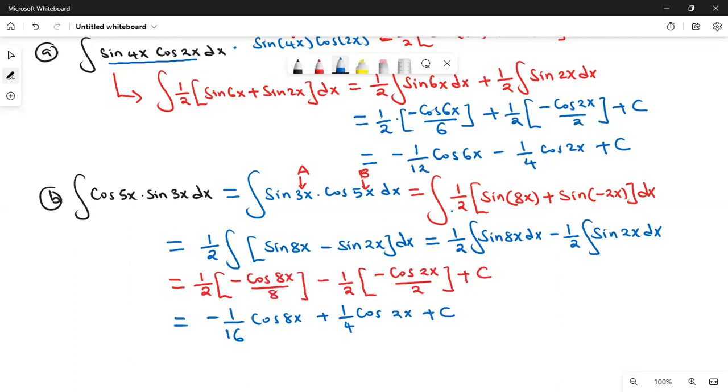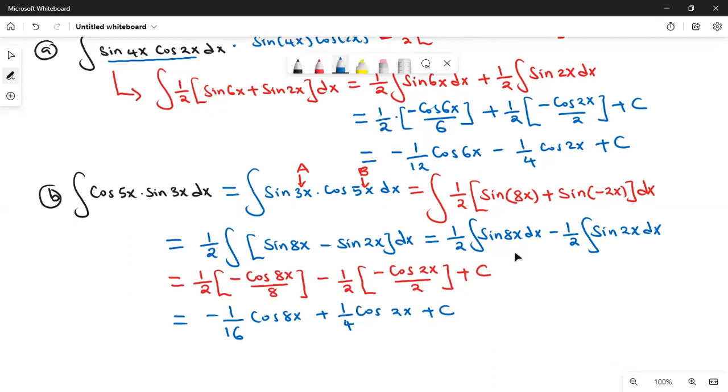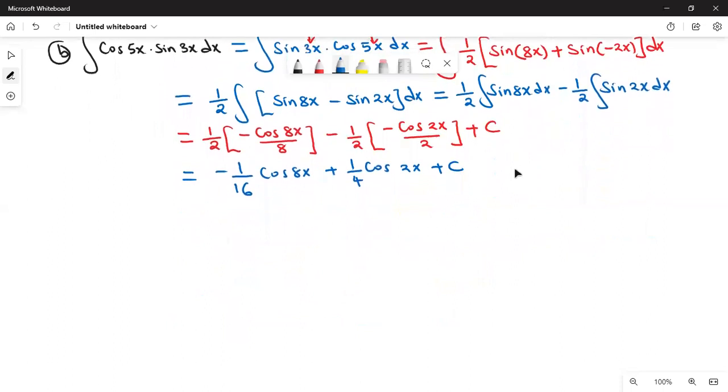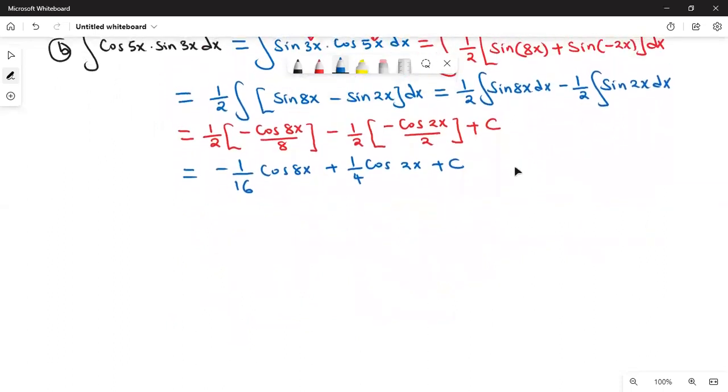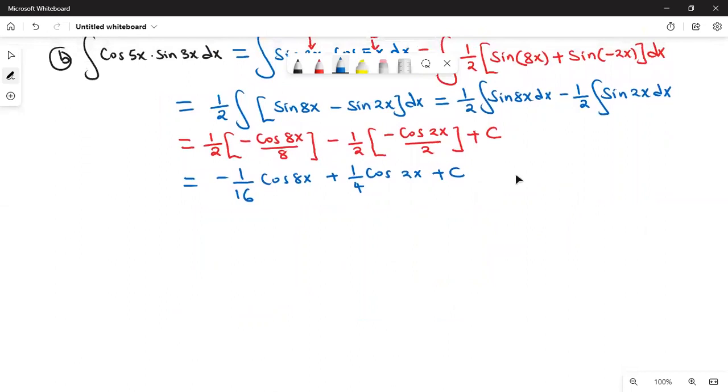Let's look at another example, two more examples. So we look at part C. In part C, you have the integral of cosine of 4x times cosine of 6x dx. What is it equal to?